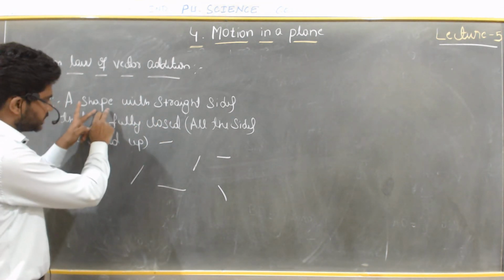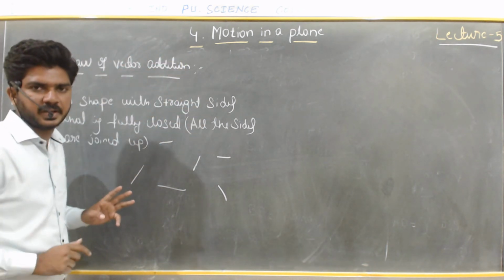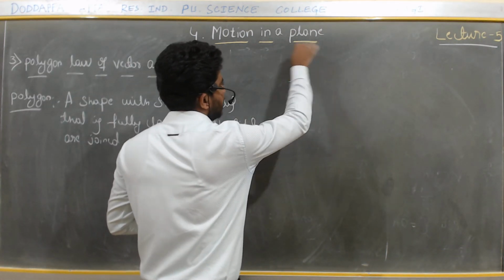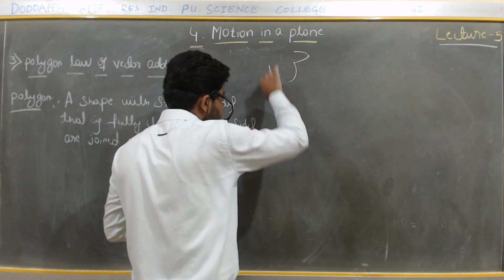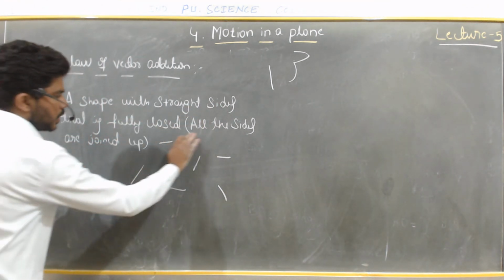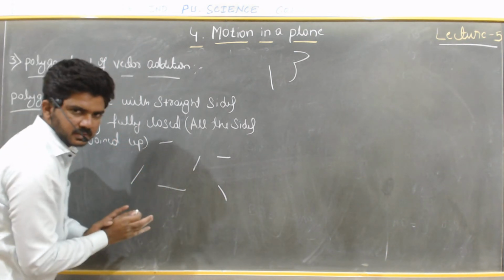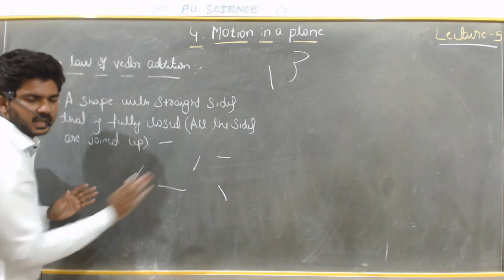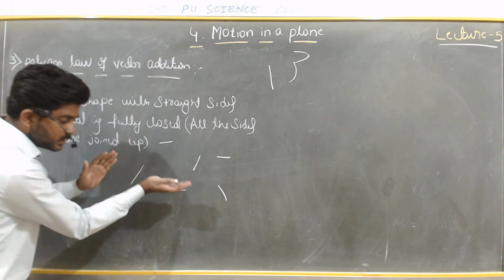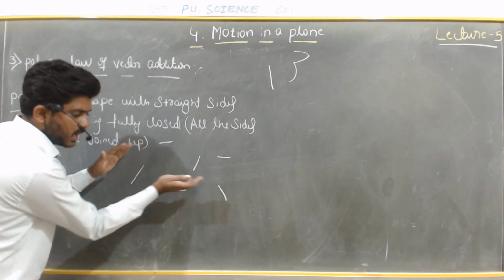Once again I will read, a structure or shape with straight sides. It means the sides should be straight. That should not be a curve or something like this. The sides must be straight, and those straight sides fully closed. It means all these sides are joined up, right? So here I have taken some sides that are straight lines. According to the definition, all the sides are straight, and it says a shape where all the sides are joined up.